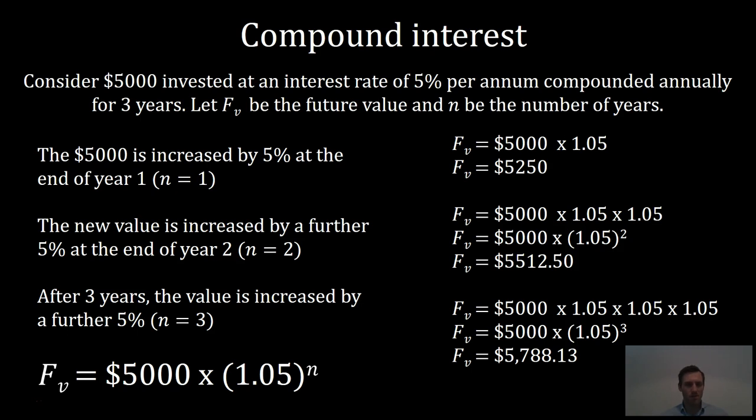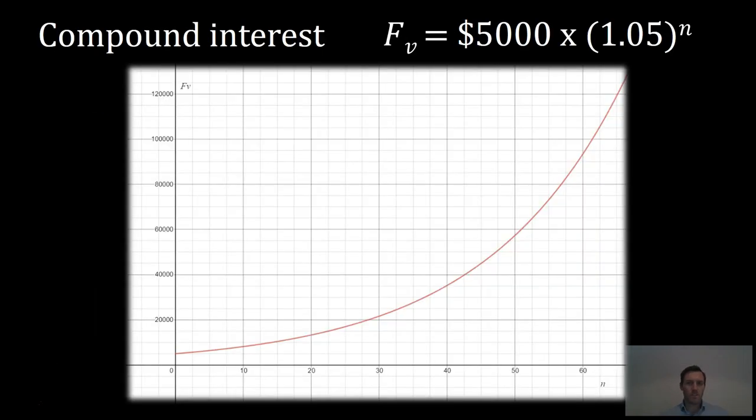From this pattern, we can see that the future value of the bank account after n years is 5,000 times 1.05 to the power of n. Here is a graphical representation of the future value of the investment after n years.